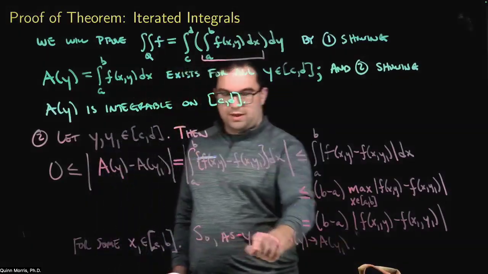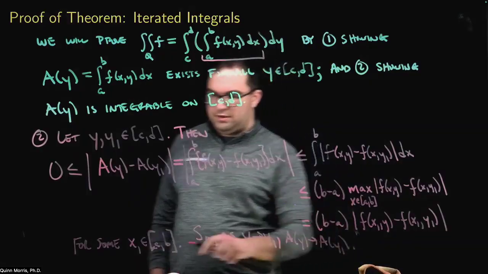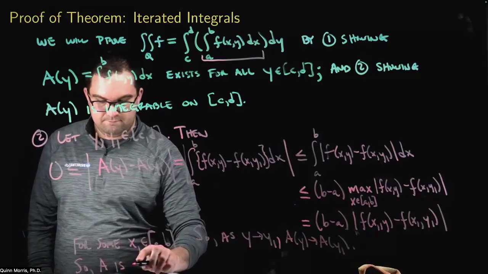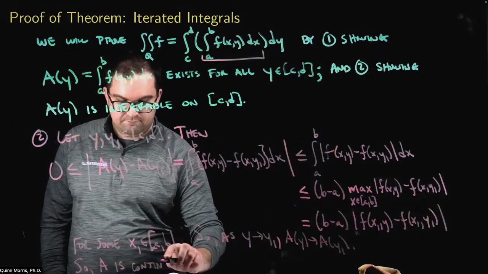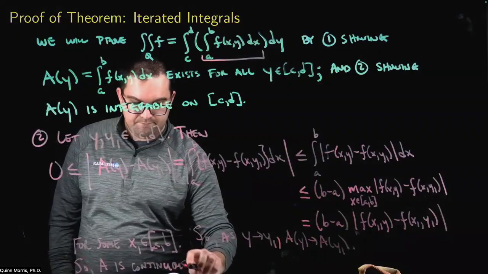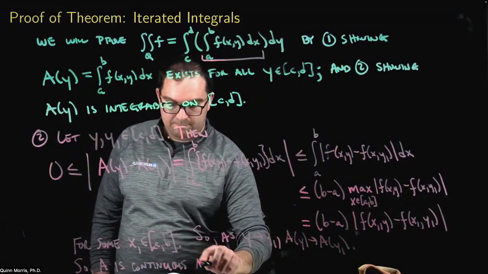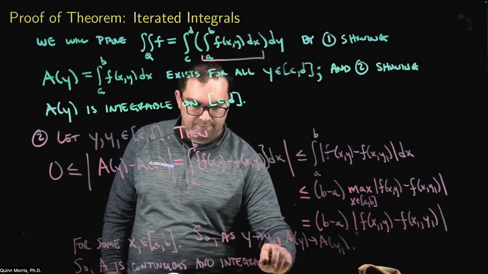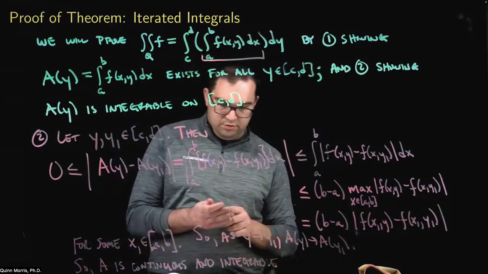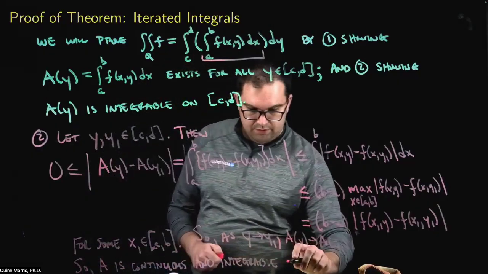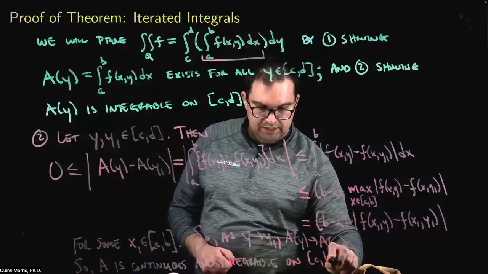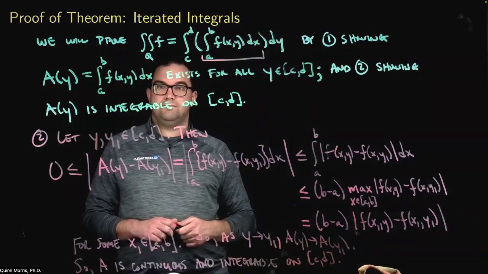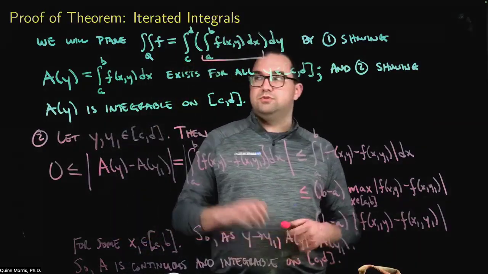So what have I shown? I've shown that as y goes to y1, a of y goes to a of y1. So a is continuous, and therefore integrable on CD, which is exactly what I wanted to show. And so that concludes the proof of this case.